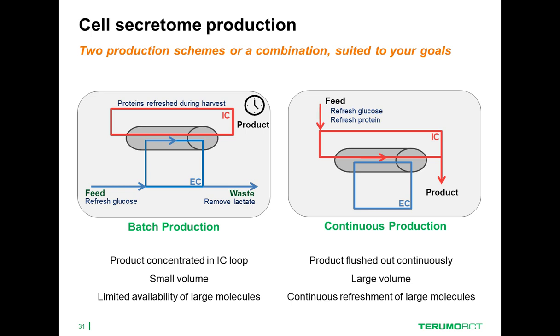If you so desire, we can also adopt continuous production on the right, where we can continuously feed the IC loop and push out the product through the IC outlet. This results in high volume and low concentration products. In the next two slides, I will share with you how two of our customers have utilized each of these schemes successfully.